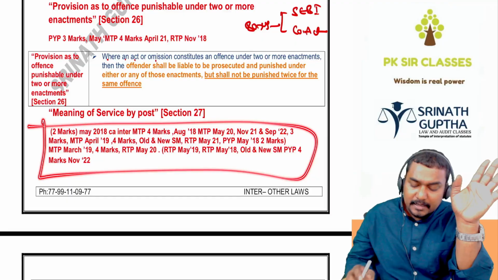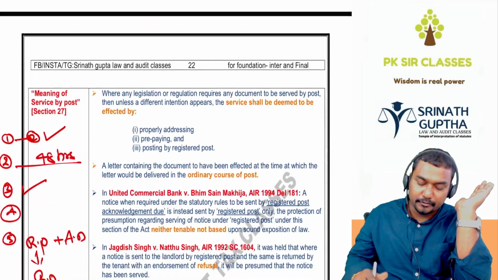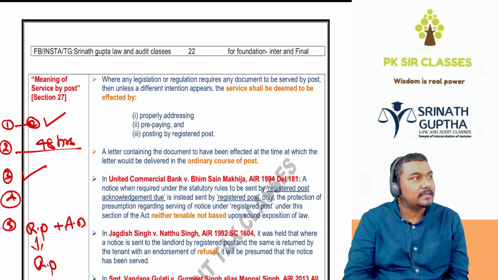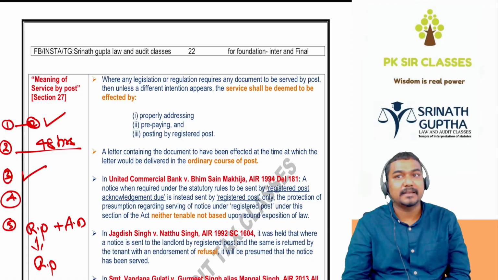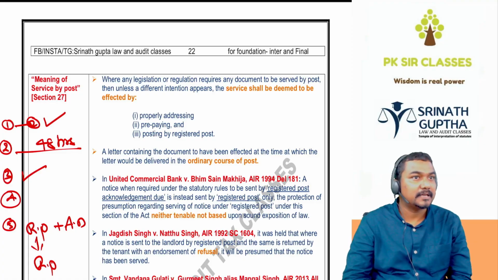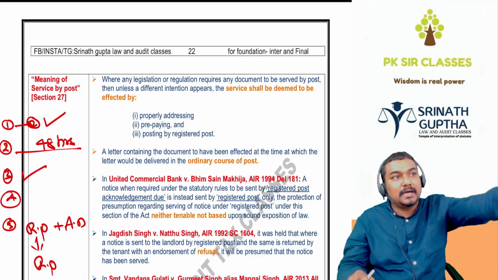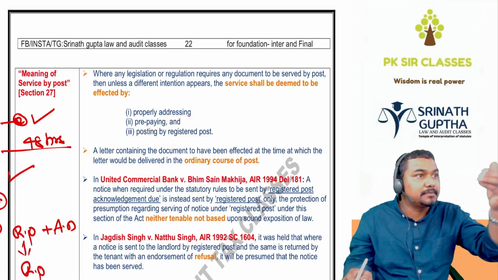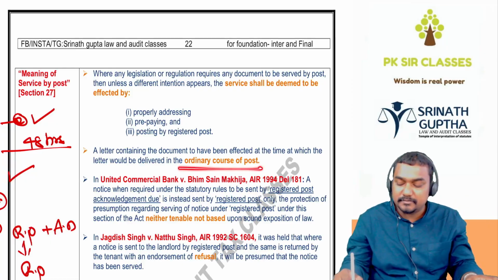Next one, meaning of service by post. Meaning of service by post is very important from the exam point of view. As per the act, if any notice should be given to any person, for example, as per the Companies Act, the company has to give 21 clear days notice to the shareholder. So how to calculate, how to send the notice? The notice is deemed to be served on the person if it is properly addressed, properly prepaid, and sent through registered post. It is deemed to be served on the member in the ordinary course of the post, that is 48 hours from sending.